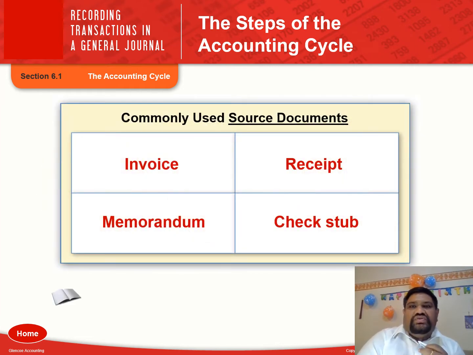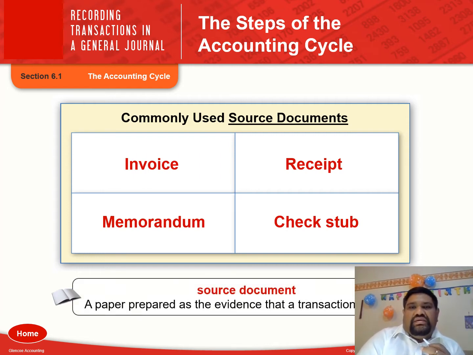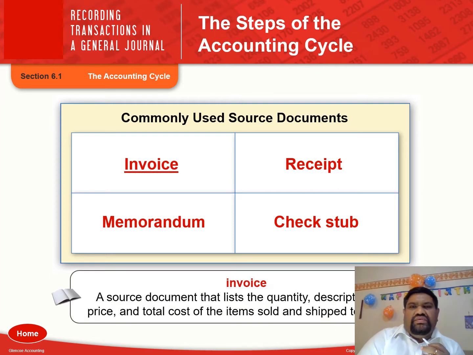Commonly used source documents. For this BBA MI International College, I am taking these 4 documents as source documents. First one is invoice, receipt, memorandum and check stub. We'll see the first one, invoice. It is a source document that lists the quantity, description and total cost of the items sold and shipped.